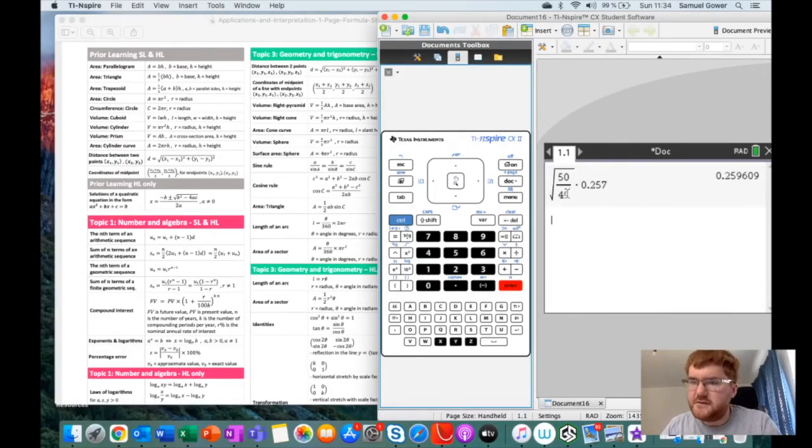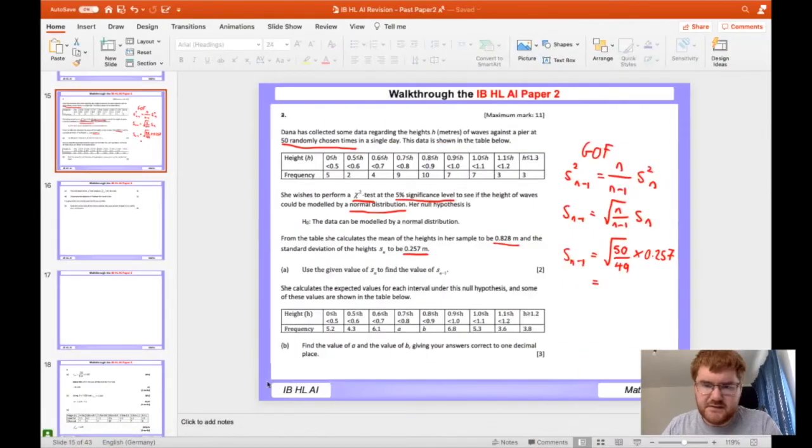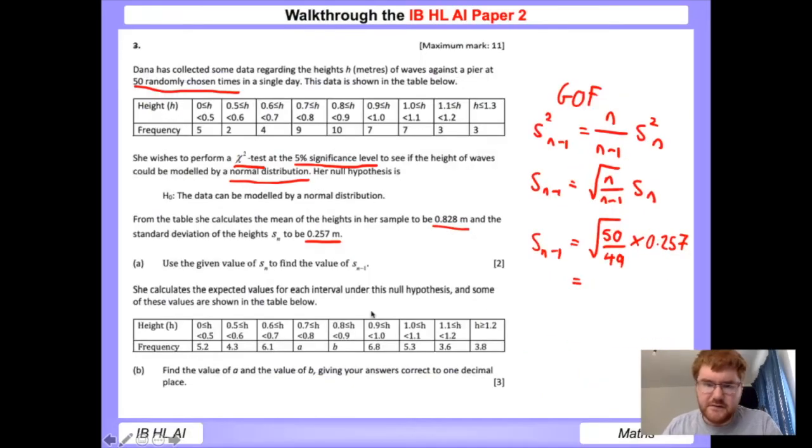Again, always round to three significant figures, so we get 0.260. So let me just pop that in, like so. So we get our Sn minus 1. Fantastic. Okay, and in part B, we're going to look at the expected values that she's calculated for each interval under the null hypothesis, and the values are shown in the table below.